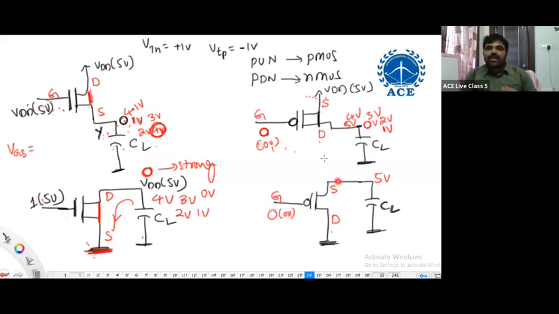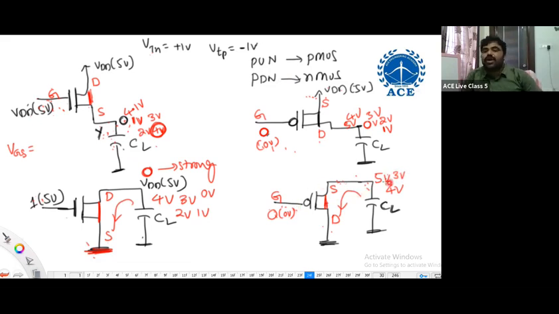Initially, -5. -5, which is more negative than -1, can switch on this MOSFET. That means it is discharging. It is discharged to 4 volts. What is the gate to source potential? -5. Still it is source, it is drain. So the gate to source potential is how much now? -4. Still it is more negative than -1. So it is still conducting. So it is discharged to 3 volts.